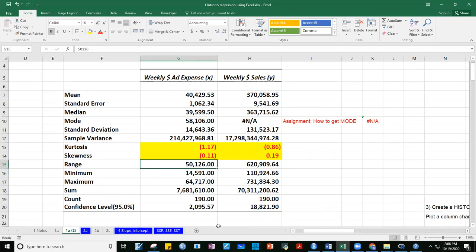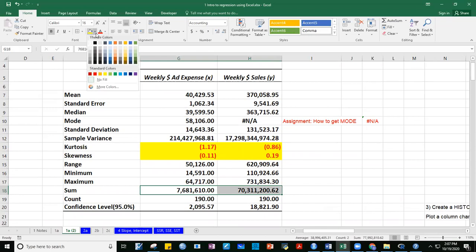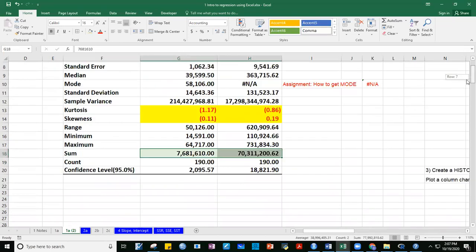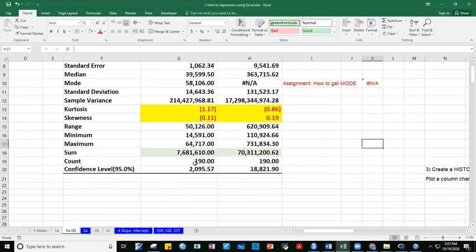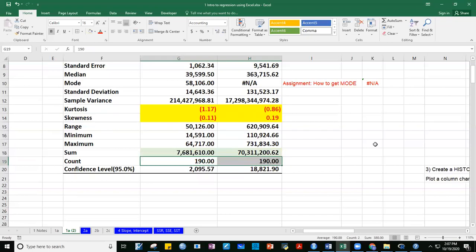Okay. Then we have your sum. Okay, there's no use. What's the purpose in getting the sum? No physical interpretation of that. Okay, and then the count. What's the meaning of the count, guys?